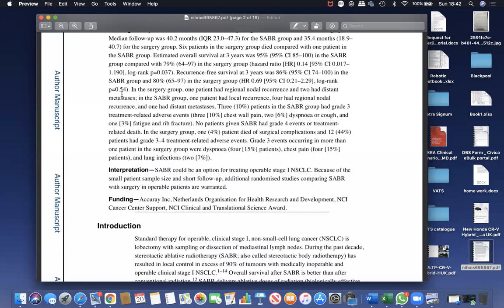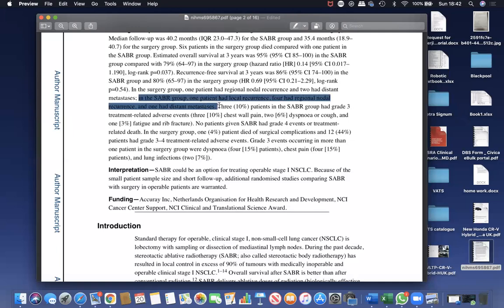So the 4 regional nodal recurrences in the SABR group could actually be the residual disease. Absolutely right. These are not recurrences. The patient was metastatic in the first place. You have not sampled the lymph nodes in the midline to actually give a correct pathological diagnosis that this is truly a stage 1 tumor. It could have been a stage 4 tumor to begin with. Absolutely right. So you understand that.